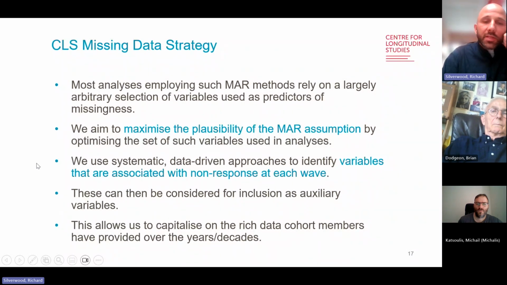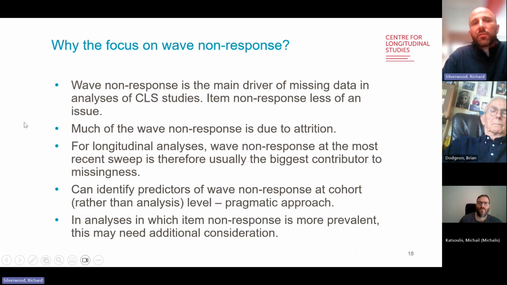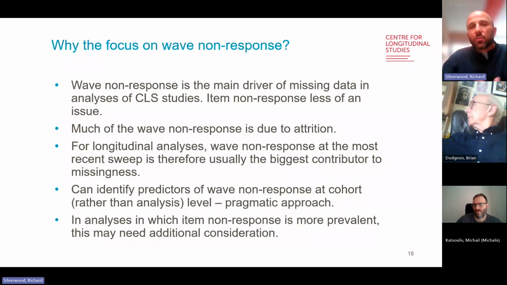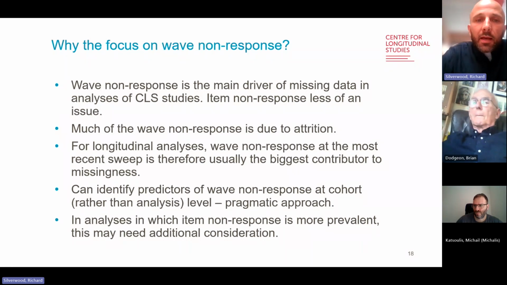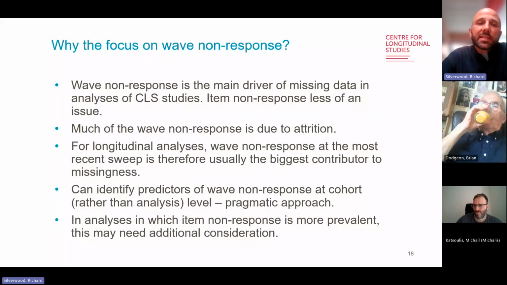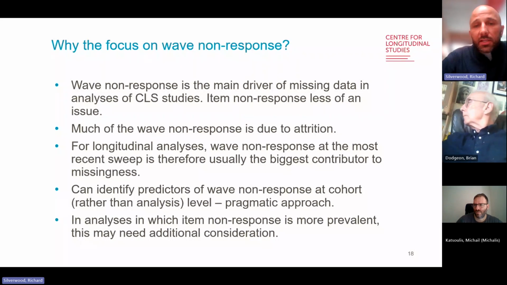And really here, the key point is that we've got this incredibly rich data resource because we've been collecting a lot of information on our cohort members over many years or decades. And this sort of approach allows us to capitalize on that to improve the way that missing data are being handled. So why are we focusing on wave non-response? That means when cohort members fail to respond at all at a given wave of data collection. Here, this is the main driver of missing data in the CLS studies.